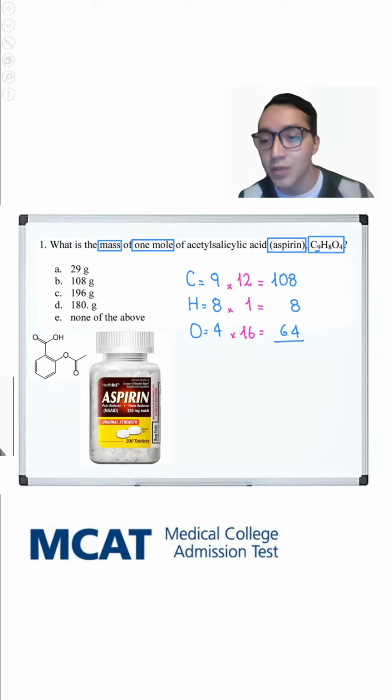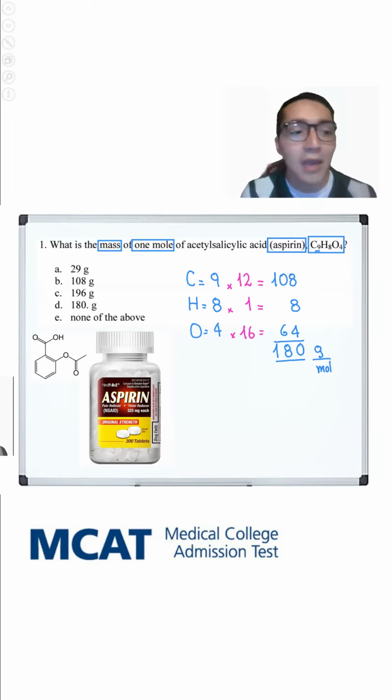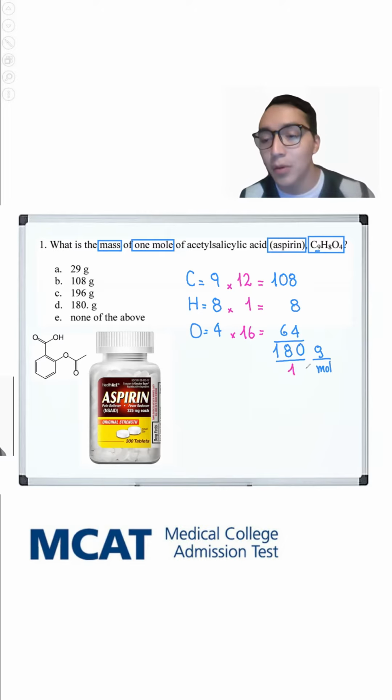I need to add all of them because they represent the contribution of each element to the final formula of the aspirin. So I need to add 108 plus 8 plus 64. I have 0, I have 2, 2 plus 6, I have 8, and 1. So I have 180 grams per each mole. And it represents that over here below the number 180, I have the number 1. And this number 1 represents that per each mole of this compound, the mass is 180 grams.